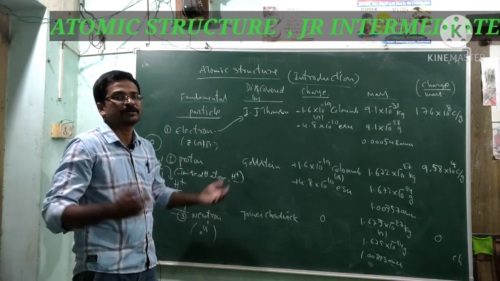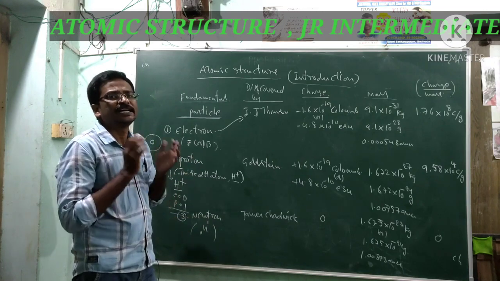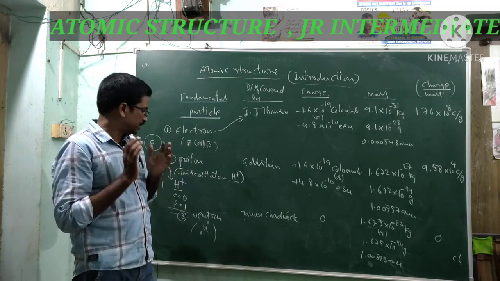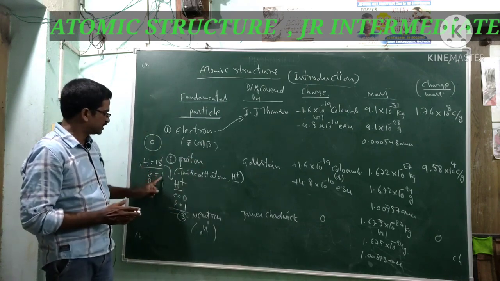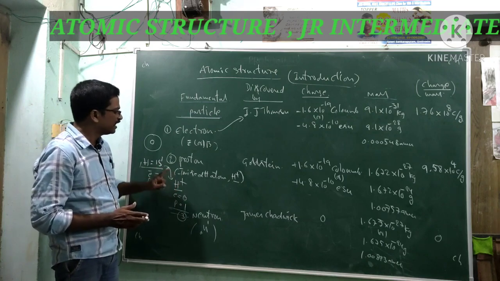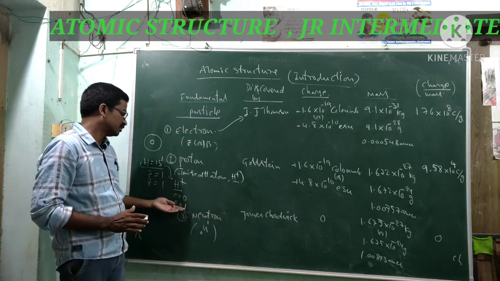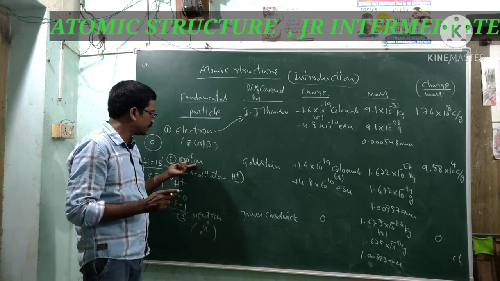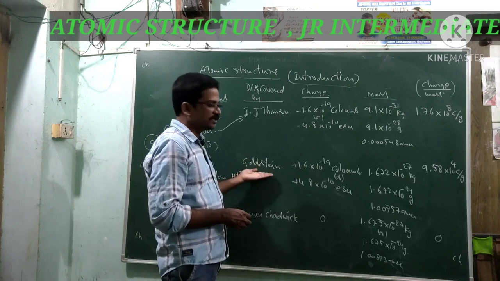Why are we calling H+ a proton? Because H+ does not contain any electron. Initially hydrogen contains one electron and one proton. After removal of one electron, you get the H+, which does not contain any electrons, so it contains only a proton. That is the reason why it is represented as a proton. It was discovered by Goldstein.